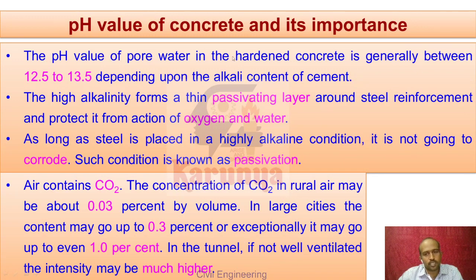So let me discuss something on the pH value of concrete and its importance. The pH value of pore water in hardened concrete is generally 12.5 to 13.5, depending upon the alkali content of cement. So the pore water present in the concrete has high alkalinity. Because of this high alkalinity, it will form a passivating layer around the reinforcement and protect it from oxygen and water. So this passivating layer, this high alkalinity, is highly desirable.